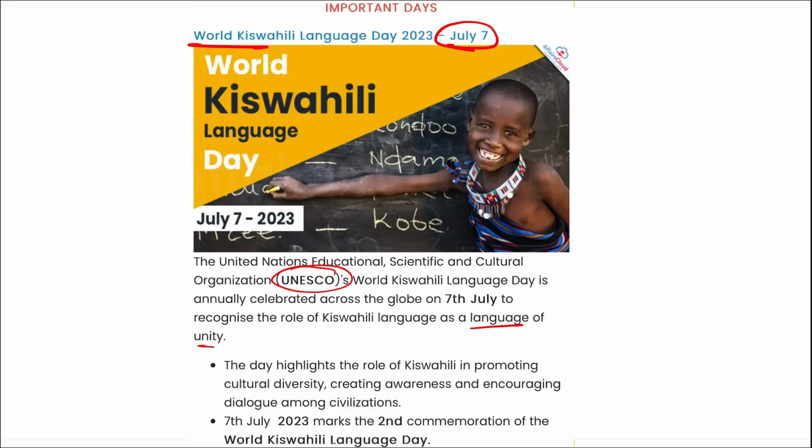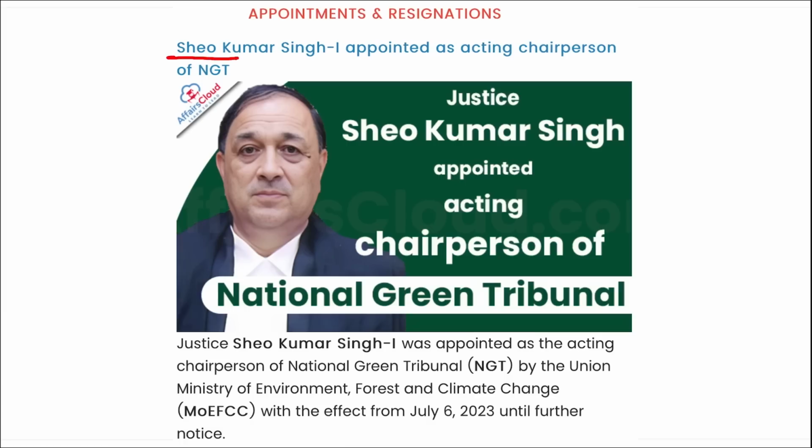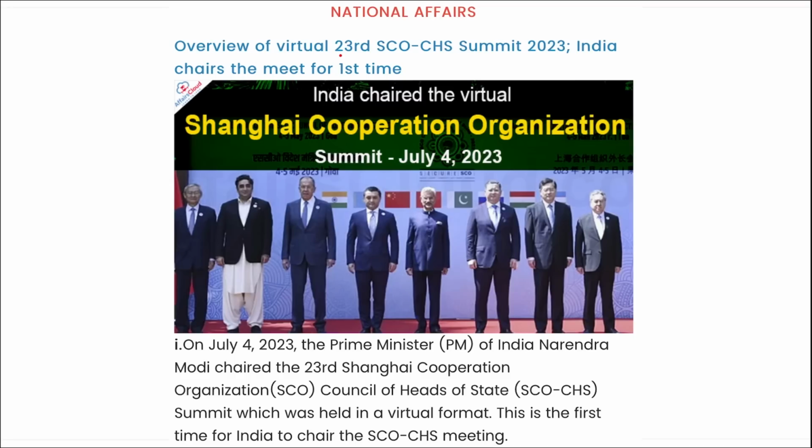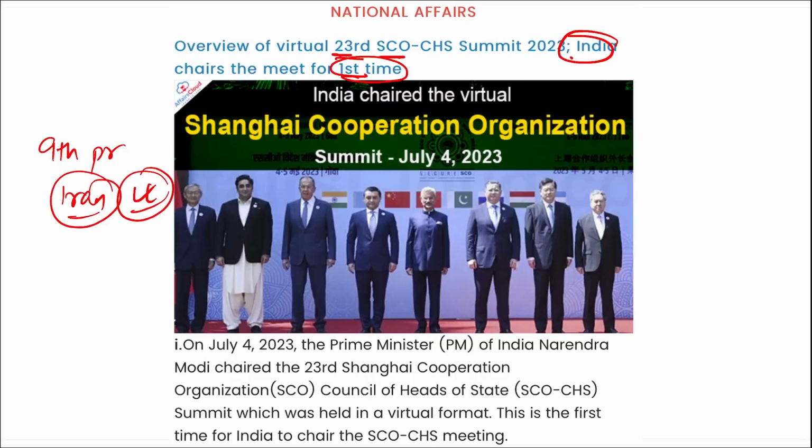Next, Shiv Kumar Singh has been appointed as the acting chairperson of the National Green Tribunal. Then the 23rd SCO summit was held, and the important thing to remember is that India hosted it for the first time. Prime Minister Narendra Modi chaired this meeting, and the important thing to remember is that in SCO, a 9th permanent member has been appointed, and it is Iran that has been appointed as the 9th permanent member of SCO. So these were your important revision part, friends.